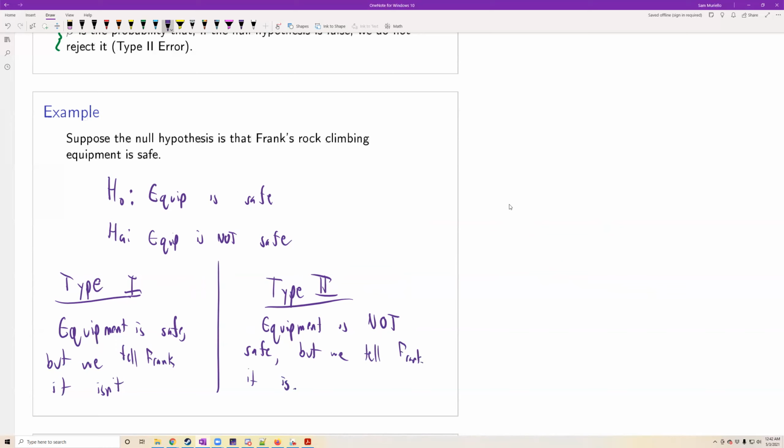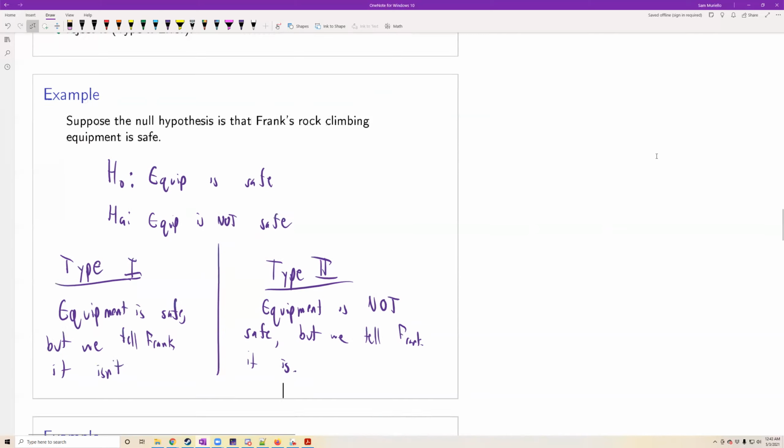In this scenario, type 1 error is mildly irritating for Frank. He thought he was going to go climbing and said he has to go get his equipment fixed. That is a day lost. Maybe he had to spend some money that he didn't need to. A little bit obnoxious. But type 2 error, Frank goes climbing. Frank probably falls off the wall. Frank has a very bad day. In this case, type 2 error is way worse than type 1 error. So if I was examining Frank's equipment and something looked a little bit off, I would probably go to Frank and I would tell him, I think your equipment isn't safe. I think you should get it checked out.